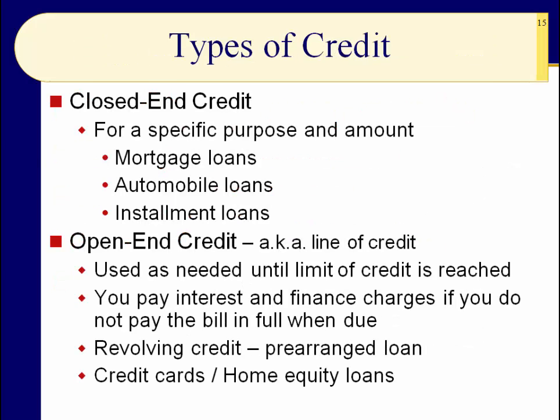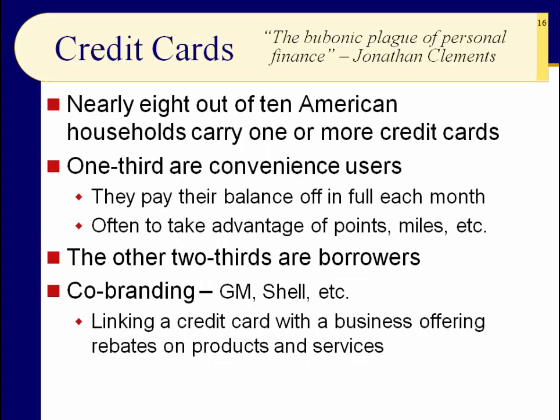So what are the types of credit? There are closed-end credit and open-end credit. The closed-end credit is used for a specific purpose and amount, like mortgage loans, car loans, installment loans, and the open-end credit is like line of credit, revolving credit, credit cards, and home equity loans. And these are used as needed until the limit of credit is reached, and you pay interest and finance charges if you do not pay the bill in full when due. We will discuss the home equity loans later, but first let's talk about credit cards.